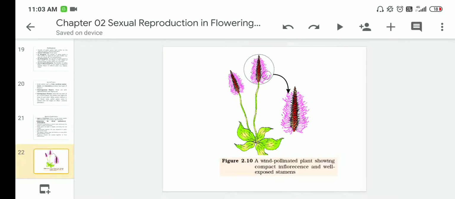Now you can see this is one of the examples, wind pollinated plant showing the compact inflorescence and well exposed stamens.